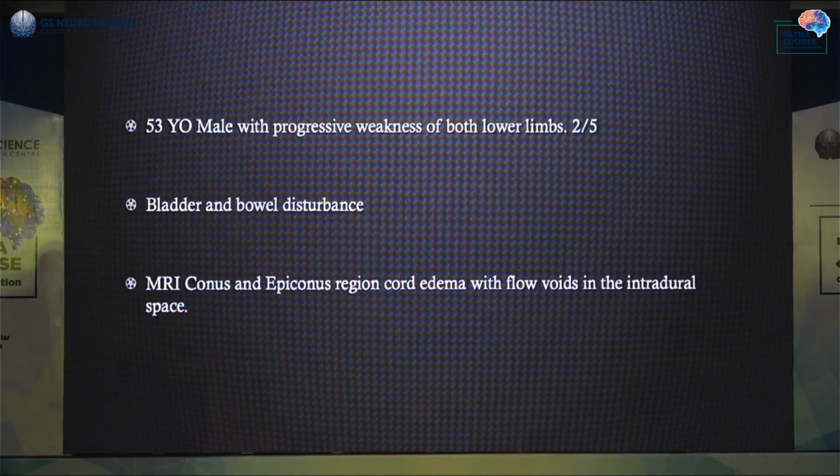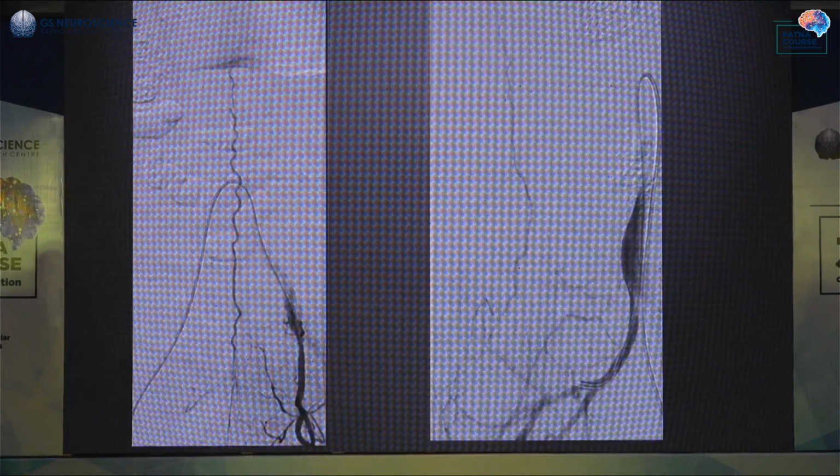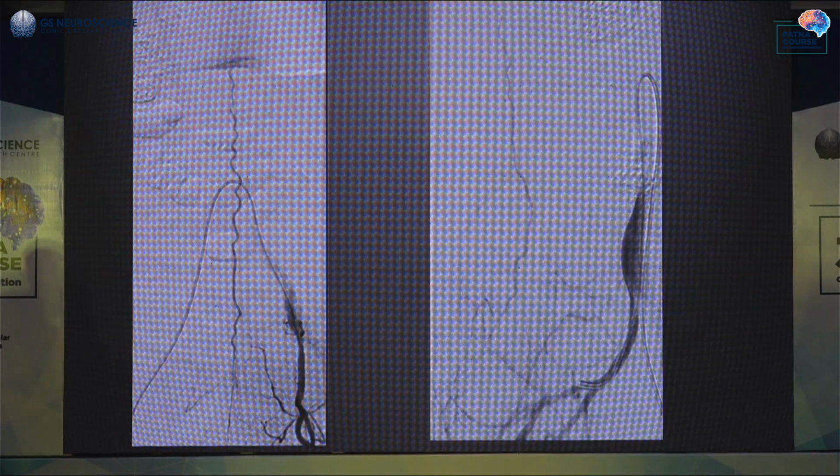So this is another interesting case, a 53-year-old male who presented with a classic presentation of a spinal dural fistula, but this time the fistula was in a different location than I thought. See, this is the injection of the internal iliac artery on the opposite side, and the fistula is right here over the sacral region.